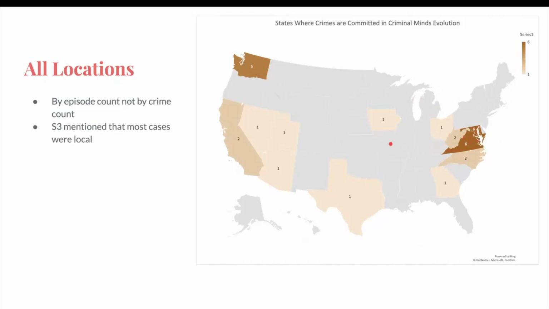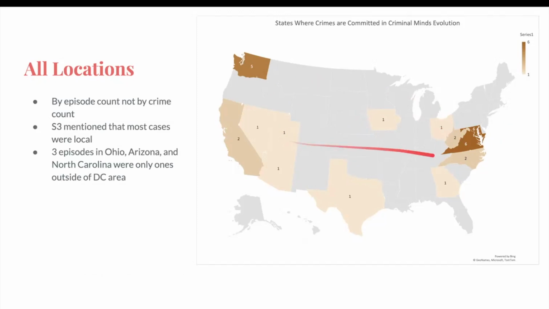Season 3 did mention that most cases were local, and all of them were in either Virginia, DC, or Maryland, except for 3, which was 1 in Ohio, 1 in Arizona, and 1 in North Carolina. And to me, what I would think of as being local to the BAU is DC, Virginia, and Maryland, all of which are right over here. It's too small to see, but the count for DC is 5.